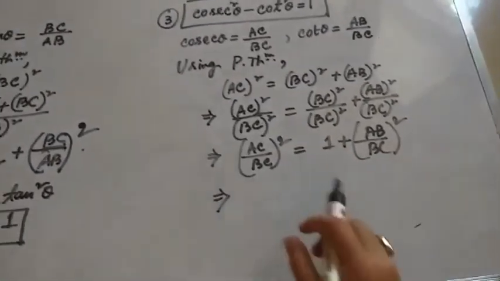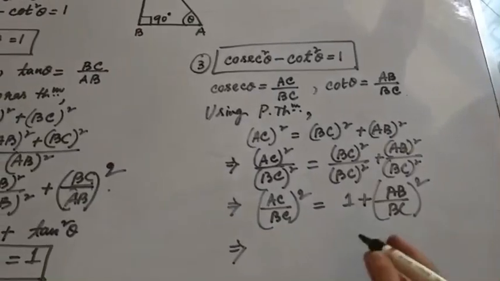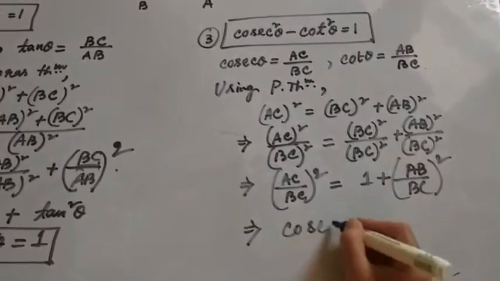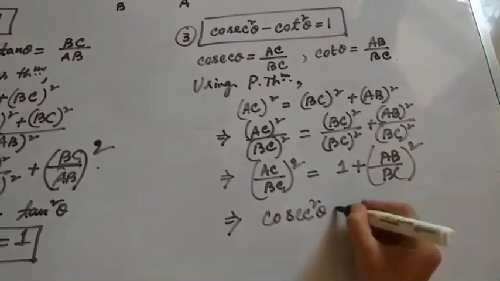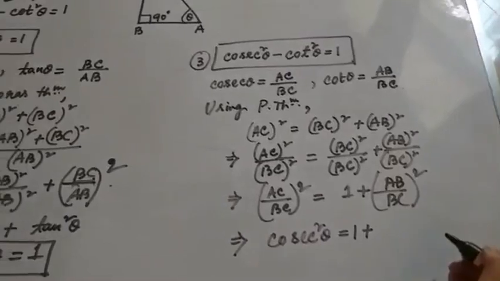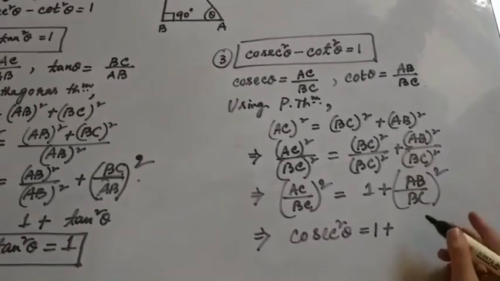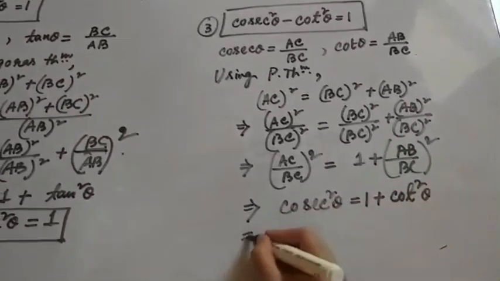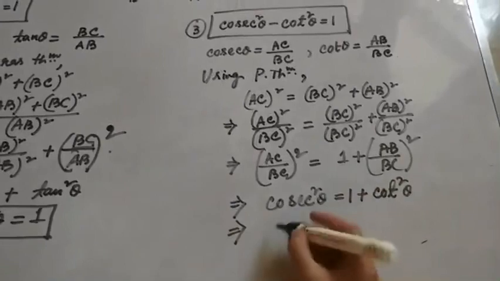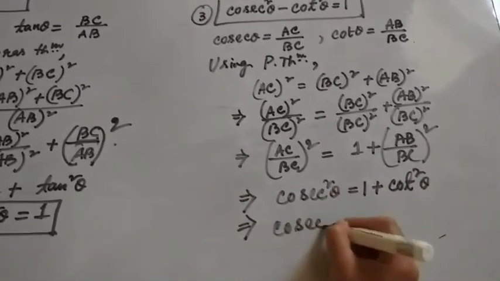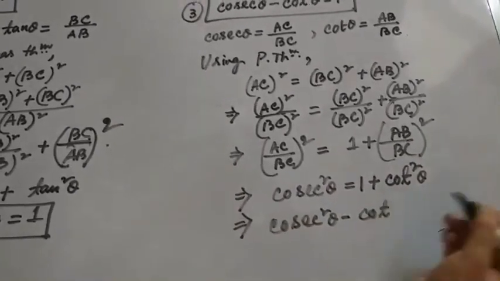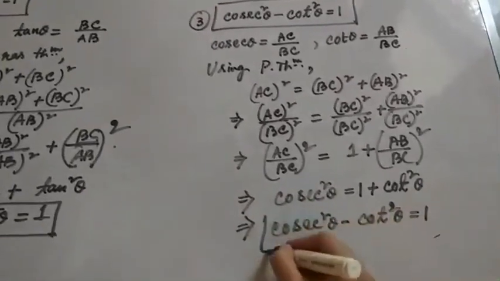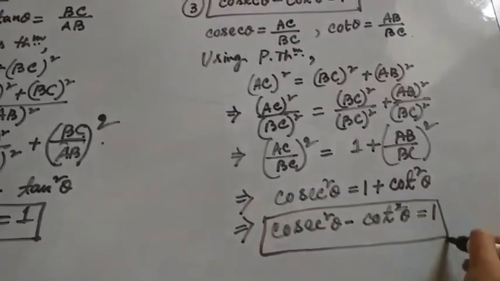Now what is the value of AC by BC? Cosec theta. So it will be cosec square theta equals 1 plus AB by BC. What is the value of AB by BC? Cot theta. So it will be cot square theta. Now I am just shifting cot square theta to the left hand side. So it will be cosec square theta minus cot square theta equals 1. See, our formula is proved.